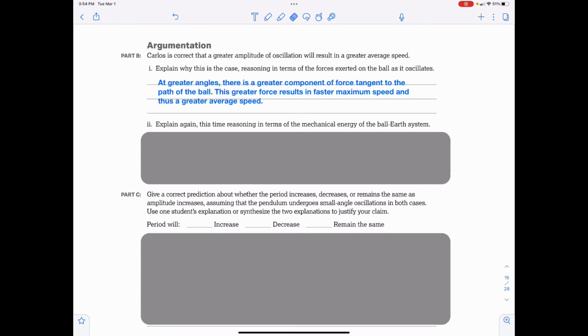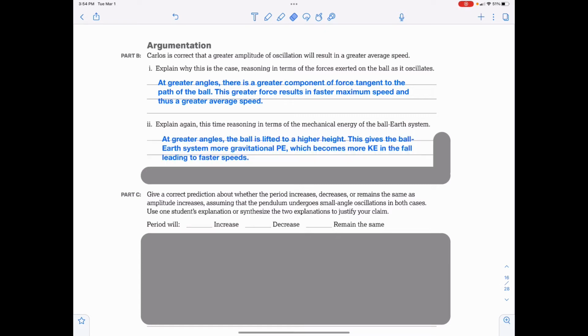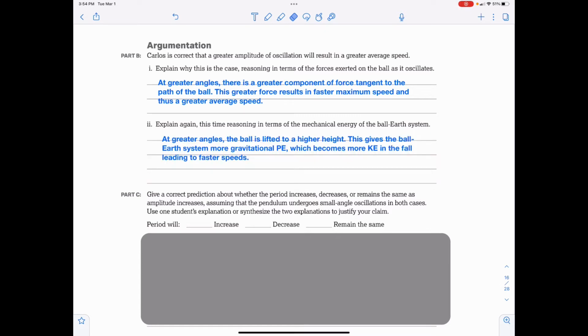Explain this again, but in terms of mechanical energy of the ball-Earth system. At greater angles, the ball is lifted to a higher height. This gives the ball-Earth system more gravitational potential energy, which means it'll transform into more kinetic energy in the fall.